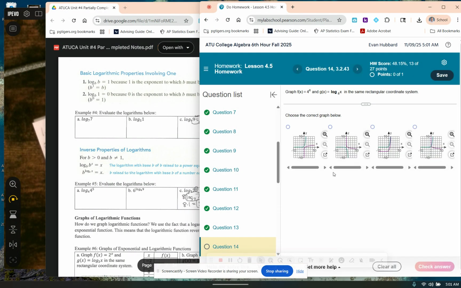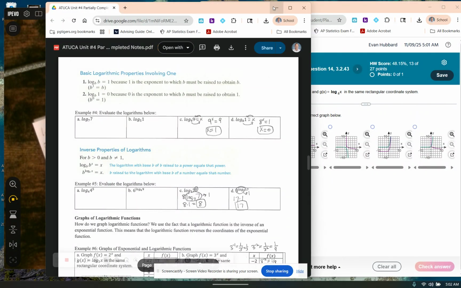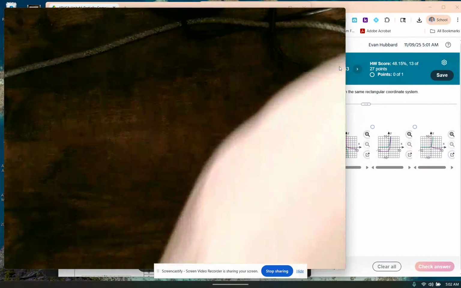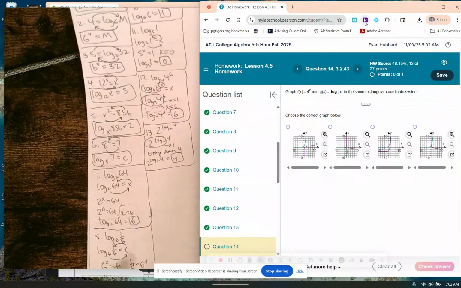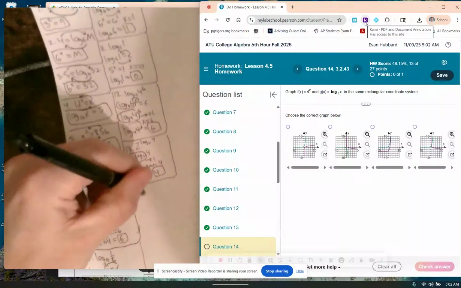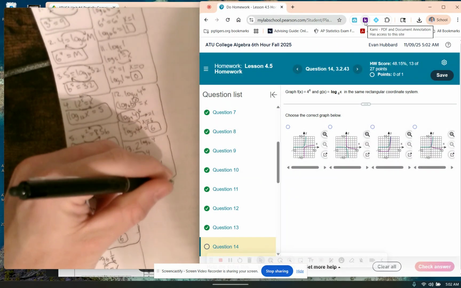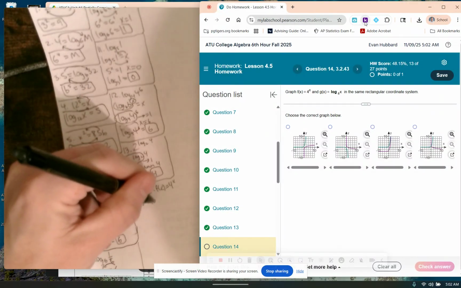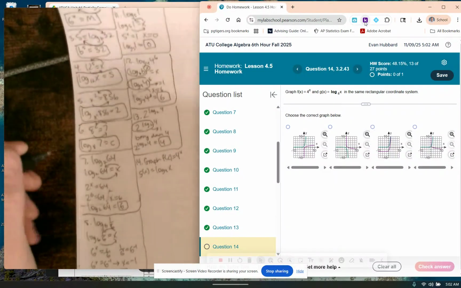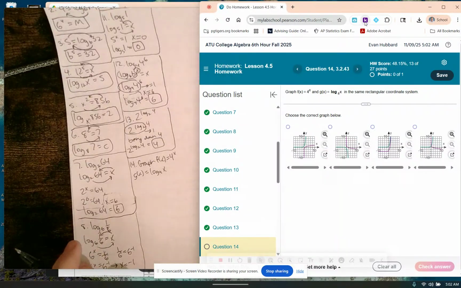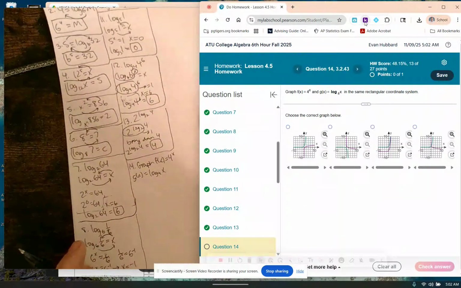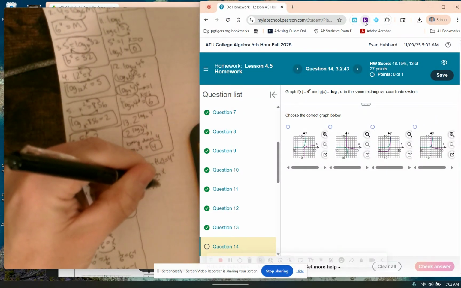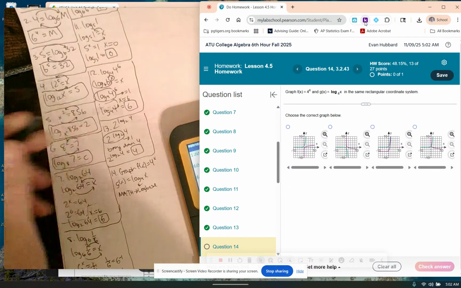All right, 14, graph f of x. I might come back to this later, I'll leave it up. So graph f of x equals 4 to the x, and g of x equals log base 4 of x. So f of x equals 4 to the x and log base 4. I can go to here. I'm going to put a note: math log base on that. So that'll help you there.